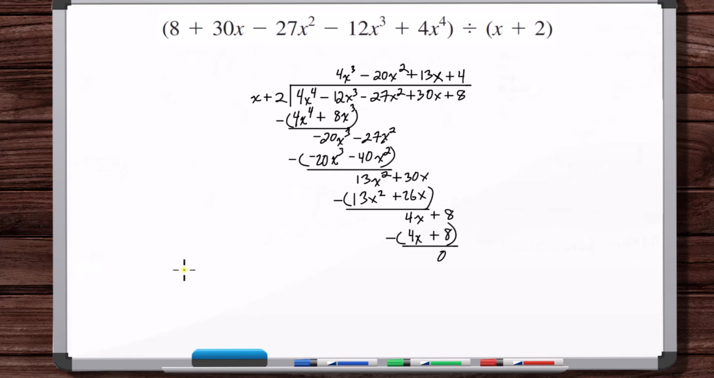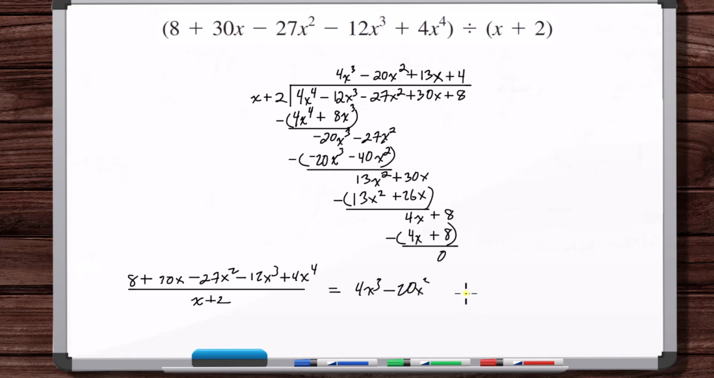So what we've got is, we'll write it out as it's written up here, 8 plus 30x minus 27x squared minus 12x cubed plus 4x to the fourth divided by x plus 2 is equal to 4x cubed minus 20x squared plus 13x plus 4. And you can see if you multiply both sides by x plus 2, you get the form where you factor out the x plus 2 and you're left with this. That's the idea of it being a factor.